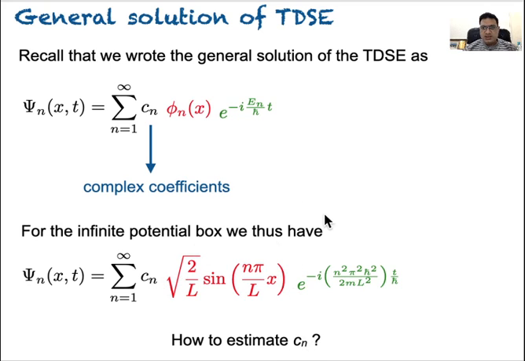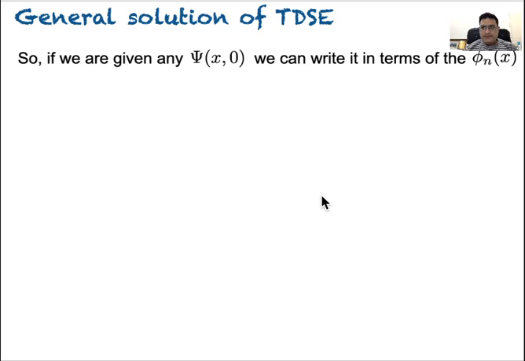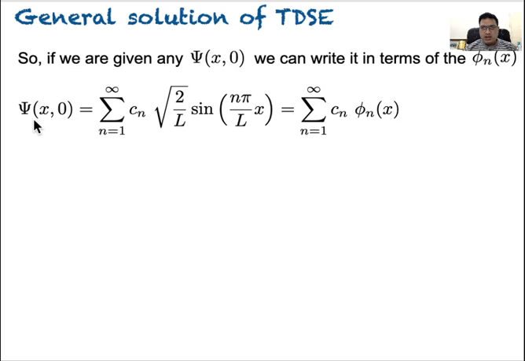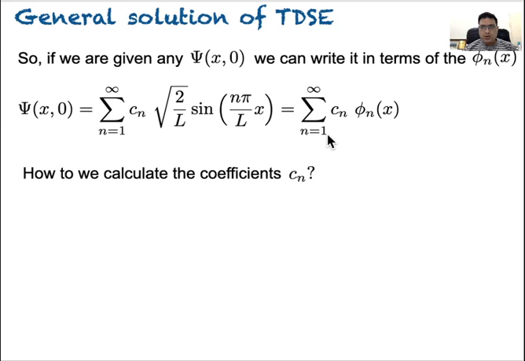Now to find Cn, it is easy to first express the general solution of your time dependent Schrodinger equation with t equal to 0. Once we set t equal to 0, psi of x at t equal to 0 is written as the sum, n going from 1 to infinity, of Cn times phi n of x. As we have put t equal to 0, the exponential time dependent part reduces to 1. So this is what we have written. Now this makes it much easier to find Cn.